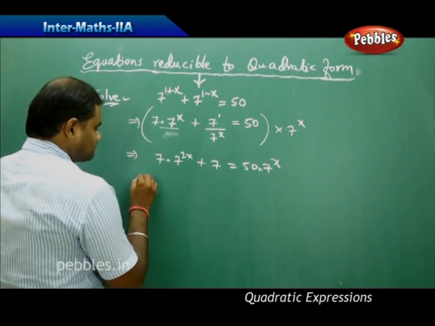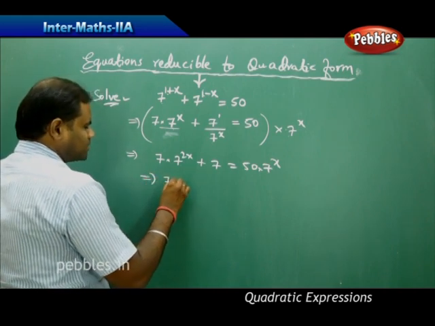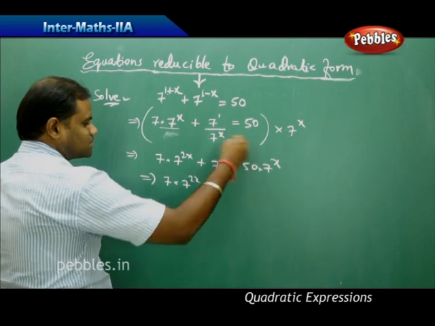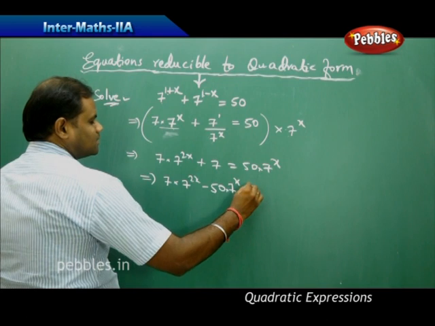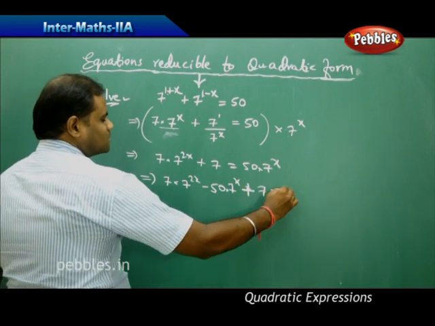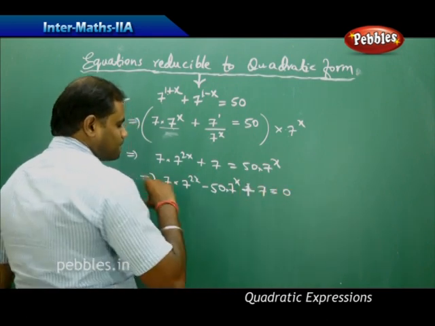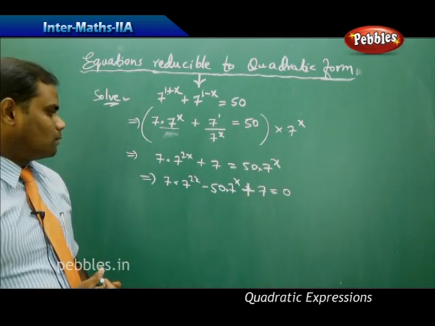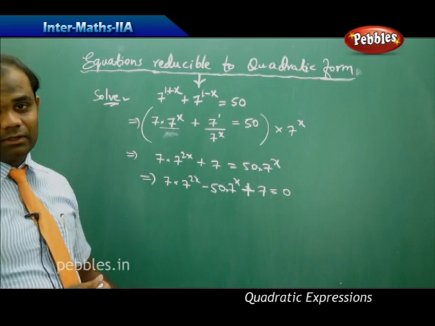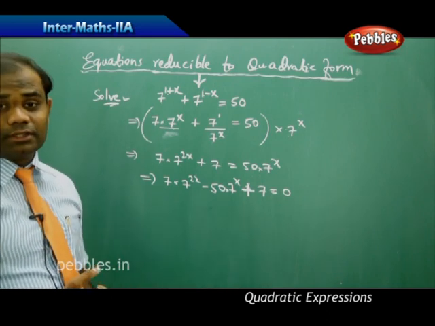Now from here, let's rearrange: 7 times 7 power 2x minus 50 times 7 power x plus 7 equals 0. So I bring all terms to the left. Now with this, let's see how I can convert the obtained equation into the quadratic form.